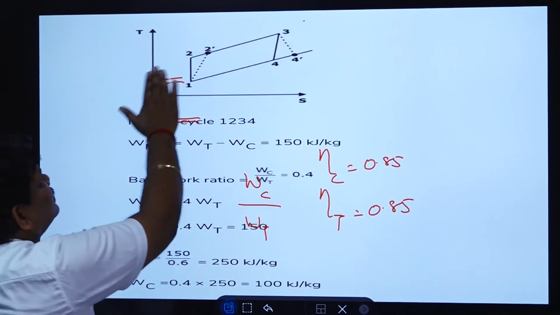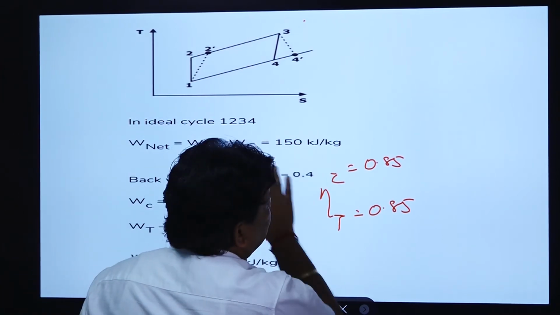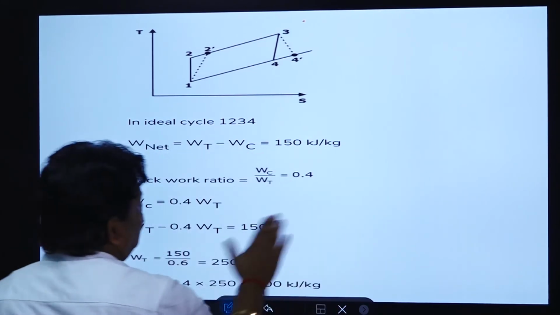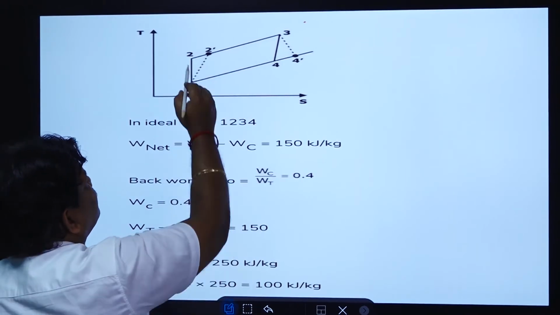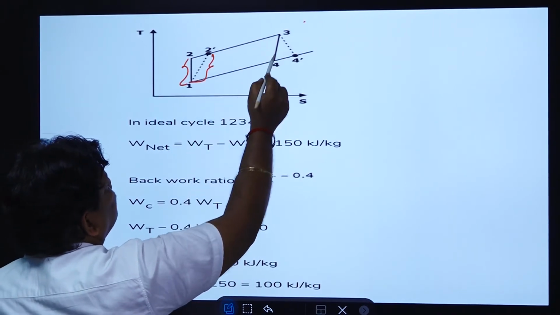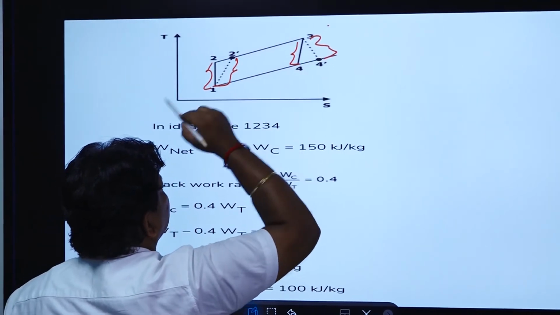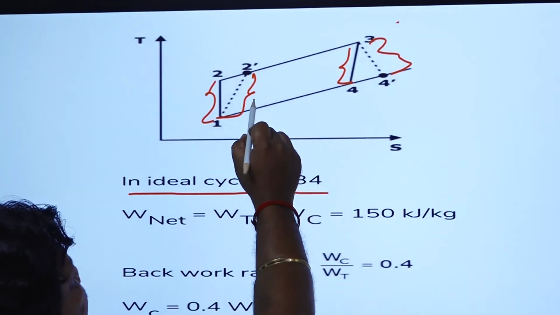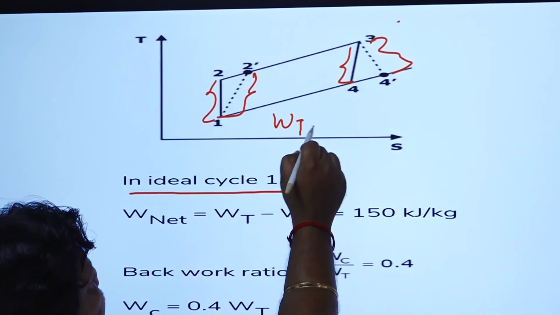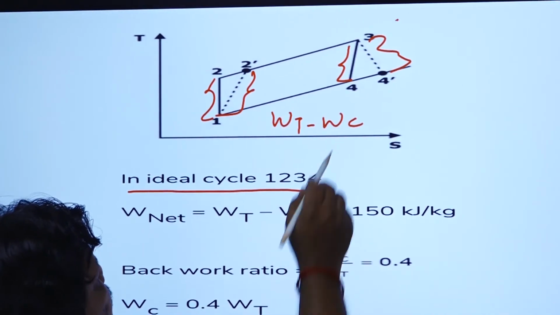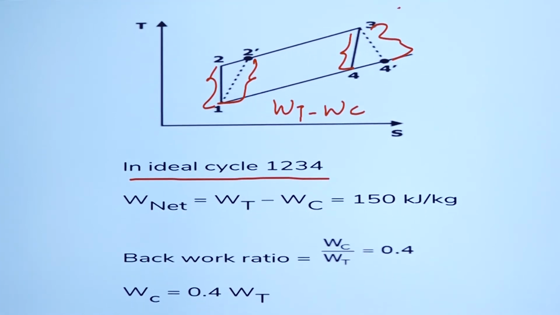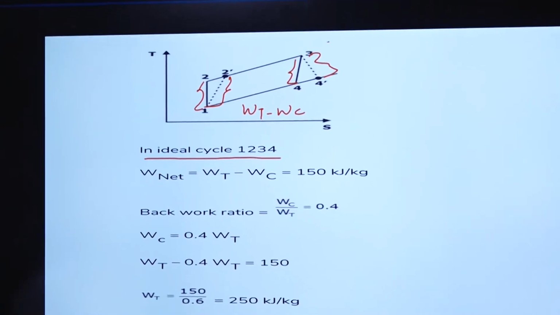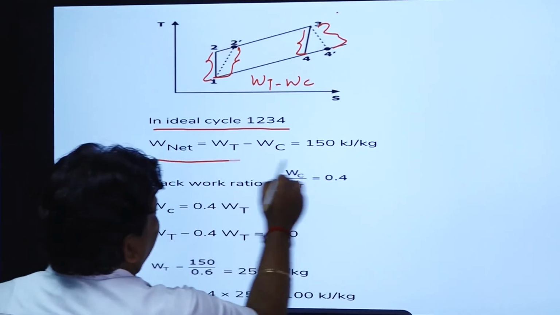When you look at this diagram, the efficiency is now not 100%, so you have to go for two stages. One is to find for the ideal and then for the actual. In the case of the ideal cycle, it is 1, 2, 3, 4. The net work done will be Wt minus Wc. The net work done is given as 150 kilojoule per kilogram.